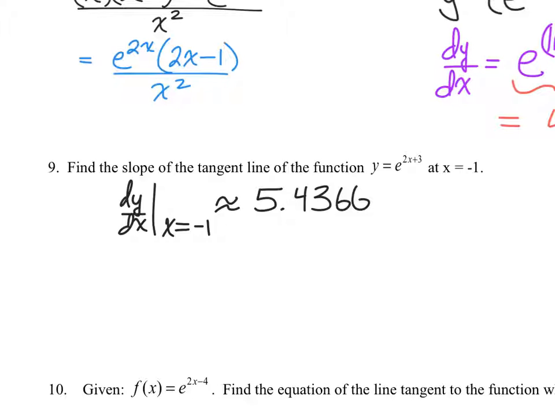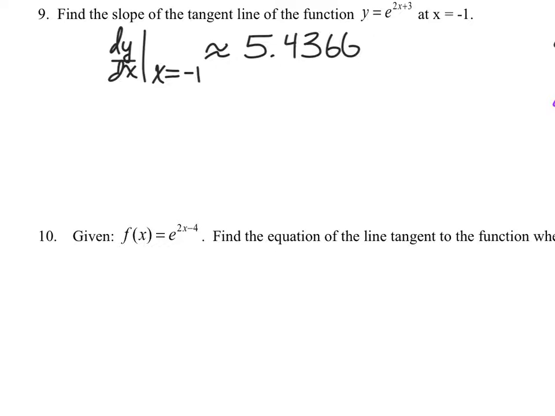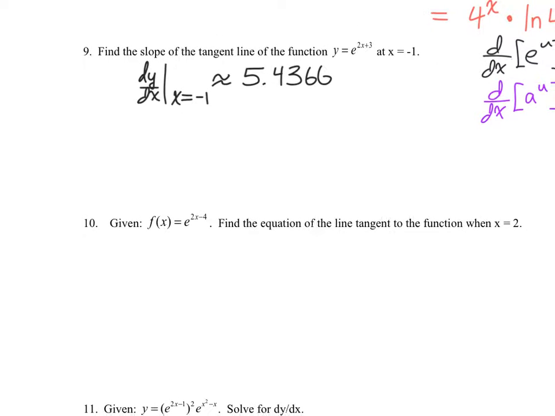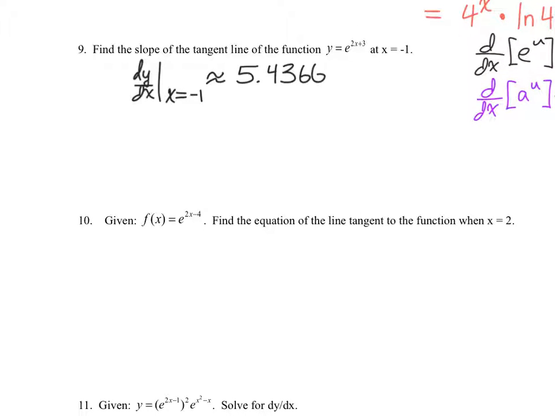If it's a multiple choice question, then you're fine, because you just find the choice that matches 5.4366. Right? And so you'd be all right. But it's a simple enough derivative that we don't actually have to do it. 2x minus 4 is the exponent for the next one, and we want the equation of the tangent line.